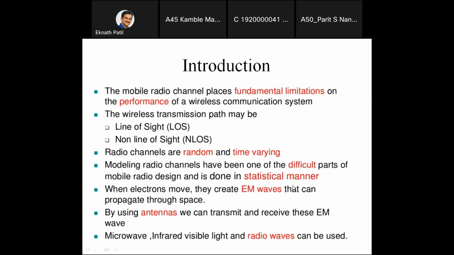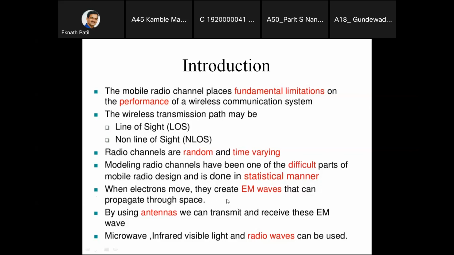When electrons move, they create EM waves, and these can propagate through space. By using antennas, we can transmit and receive these EM waves. Microwave, infrared, visible light, and radio waves can be used. So what are the different types of waves that can be used? Above 1 gigahertz are the microwaves, then infrared, visible light, and the radio waves that can be used for transmission purposes.